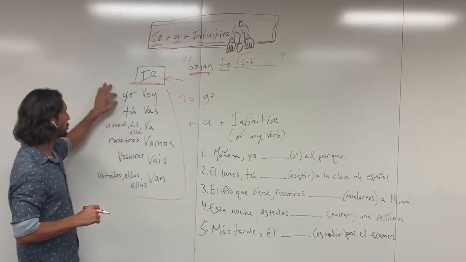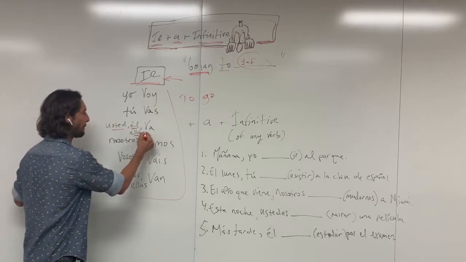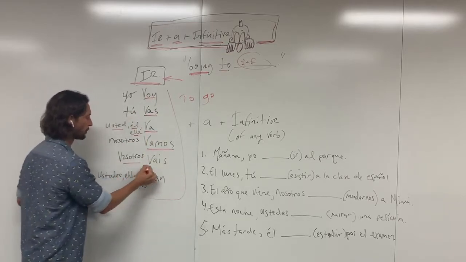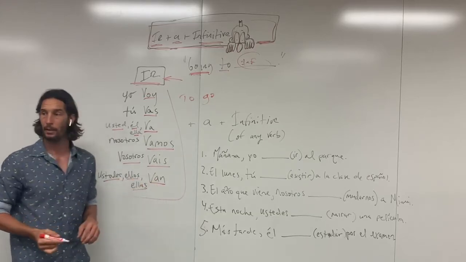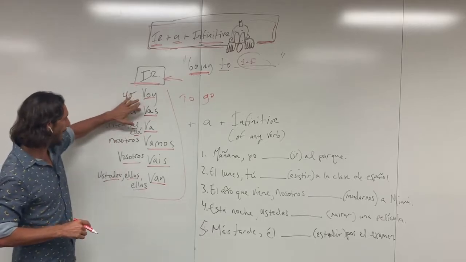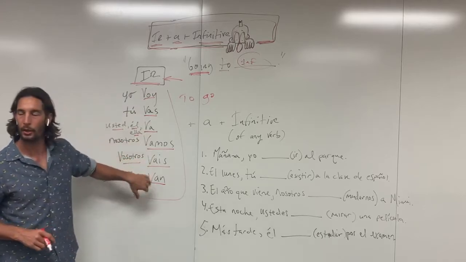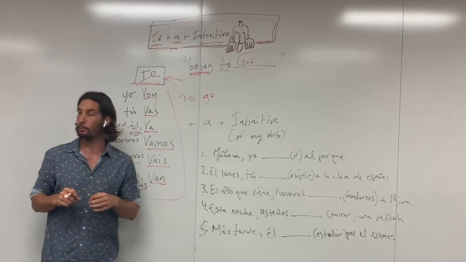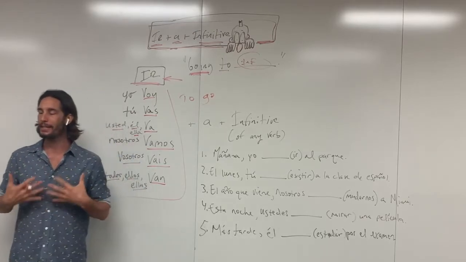And so we have yo voy, tú vas, usted, él, ella va, right? Nosotros vamos, vosotros vais, ustedes, ellos, ellas van. All right, so I'll run through those again without the subject pronoun. So, voy, vas, va, vamos, vais, van. And so these are the conjugations of your verb ir. And I want to be specific or clear on this. All you have to conjugate is that verb.